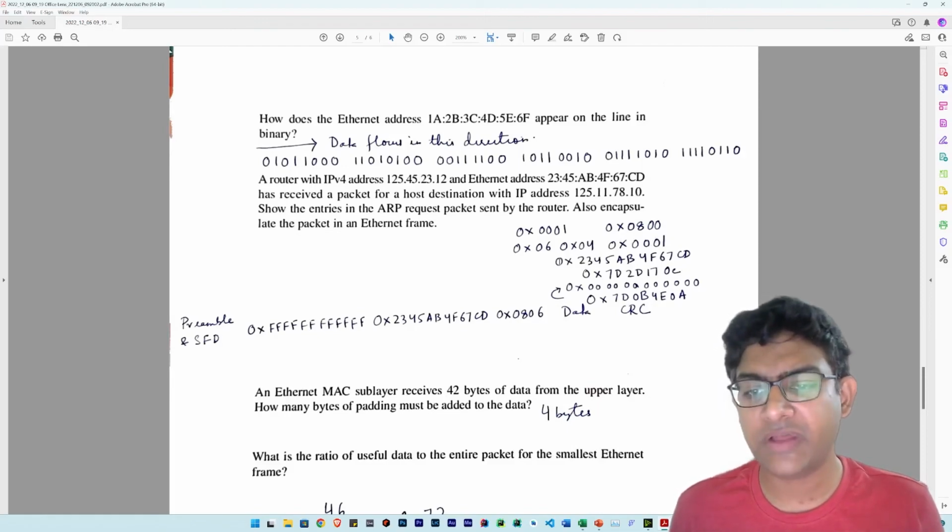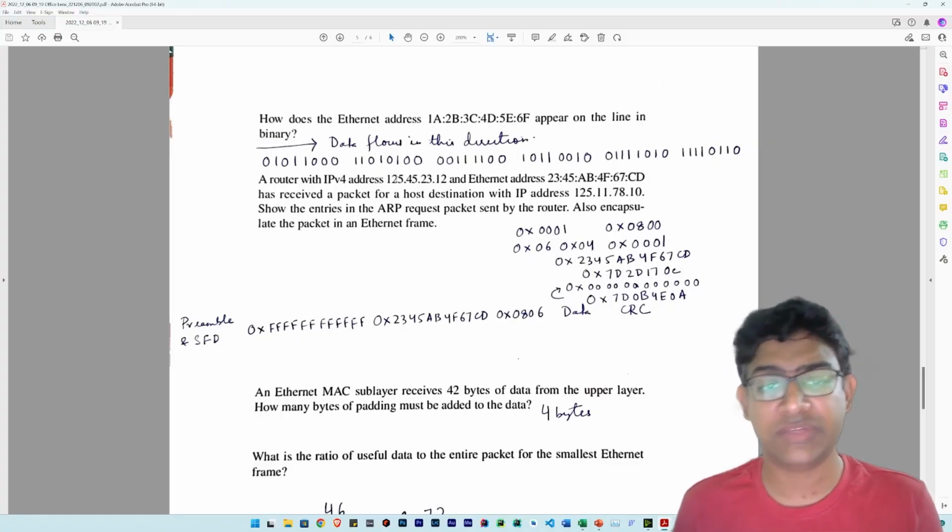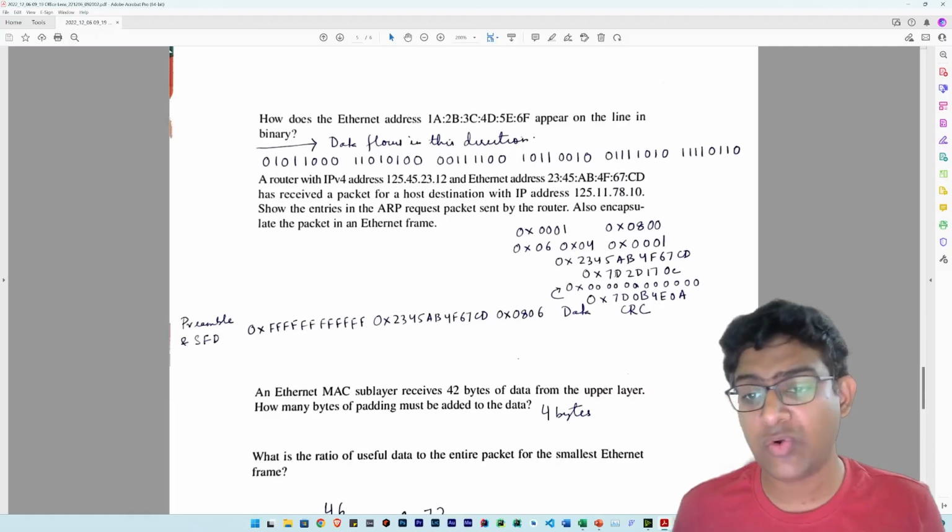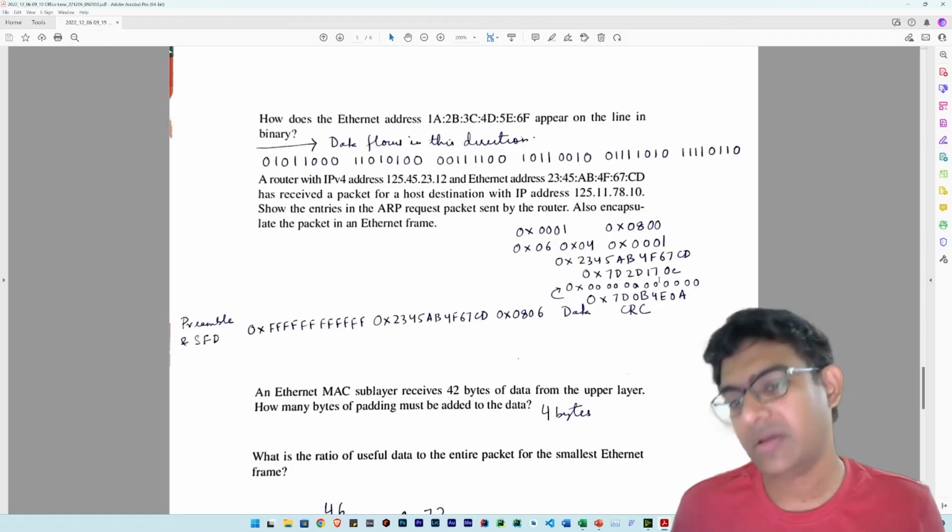And then we have the source hardware address 2345. This is the router's hardware address, and this 0x7D2D170C is, I've just taken the router's, which is basically the source's IP address 125.45.23.12. I've converted that to hexadecimal and written there, because 125 is going to be 7D, this 12 is going to be 0C. That's how I've taken each of these octets and converted each octet into 2 hexadecimal symbols each.